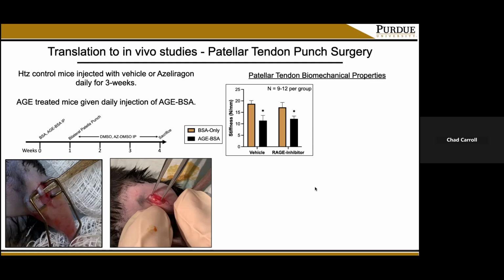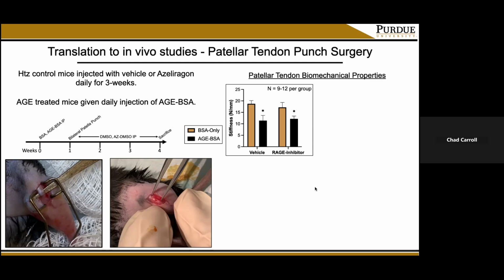And if we look at the stiffness, we see some kind of interesting results here. It's pretty clear that the AGE treatment, which is the black bar, is suppressing the healing of the tendon. All 4 of these bars are injured mice. So if the AGEs had no effect, we would want to see this black bar be the same as the Purdue gold, non-sanctioned Purdue gold color that I chose.